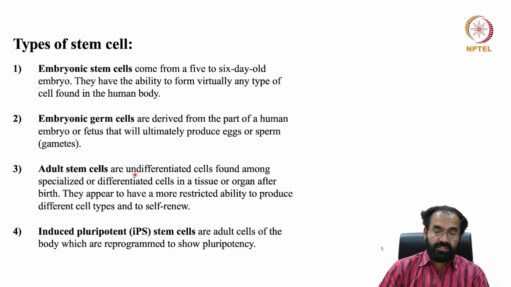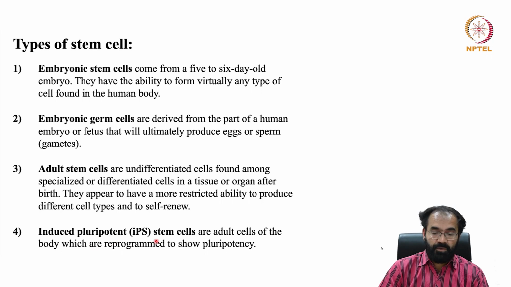And then adult stem cells are undifferentiated cells found among specialized or differentiated cells in a tissue or organ after birth. We know the liver has stem cells, we also have skin stem cells, muscle stem cells, and even in the retina, rods and cones, we have rod progenitor cells, like that. They appear to have a more restricted ability to produce different cell types, and they are also capable of self-renewing.